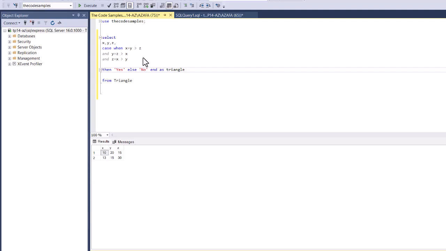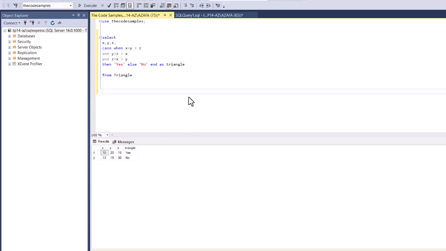So we are saying the sum of the lengths of any two sides is always greater than the other side, and it's for any side. So X plus Y is greater than Z, Y plus Z is greater than X, and Z plus X is greater than Y. We just went over the inequality theorem, so we are just applying it here using the case statement. Okay, let's run it now. We don't need to sort it.